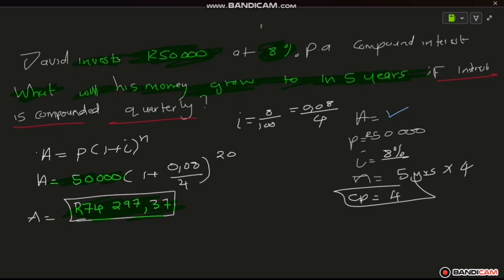And the most important thing here is that in finance, you don't round off before the last step, you only round off when you are on the last step. I hope it makes sense. So the compounding period only affects the interest rates and the n.